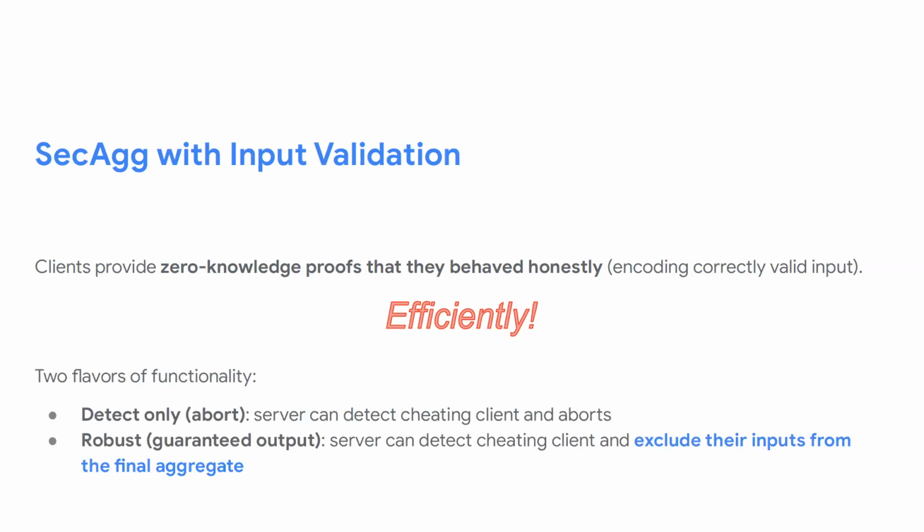If you want to do input validation, there are two flavors of functionality that you might want to achieve. The easier one is detect only, which means that the server can detect if there was misbehavior on some of the clients, but then the protocol aborts. So that's easier to achieve. And then there is the robust protocol, which has guaranteed output, and this means that the server is able to detect the misbehaving clients and then exclude their inputs from the final aggregation.